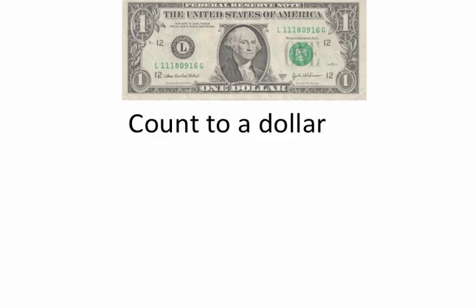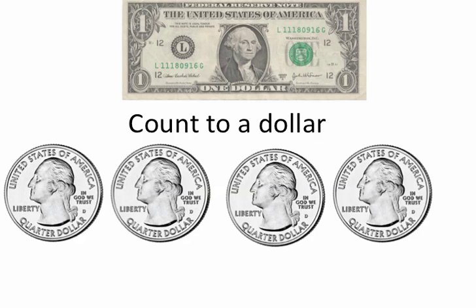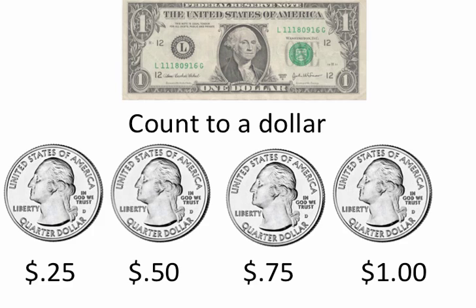First thing we need to know before we can make change is how to count to $1. There are a couple different coins we're going to play around with that I think will help you when making change. First, let's look at the quarter. There are, as we discussed before, 4 quarters in $1. So if I was going to count to $1 using quarters, it would sound like this: 25 cents, 50 cents, 75 cents, $1.